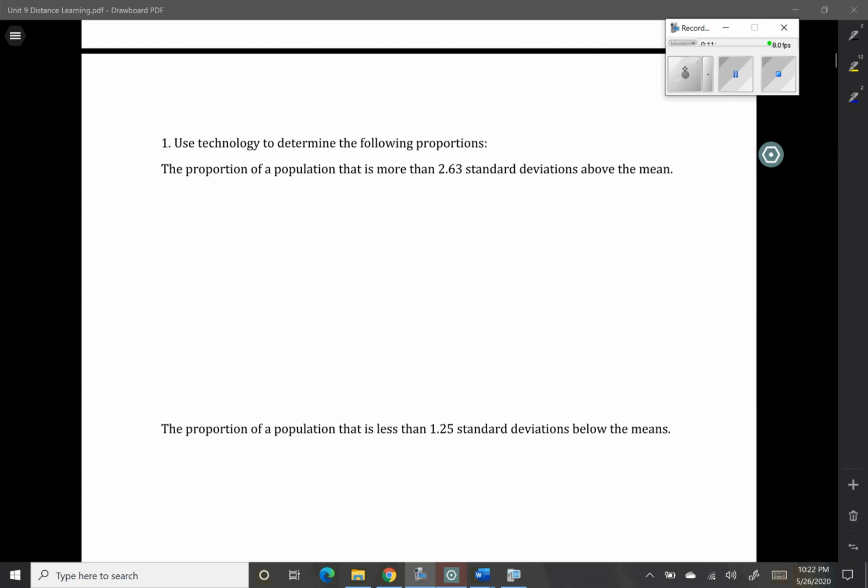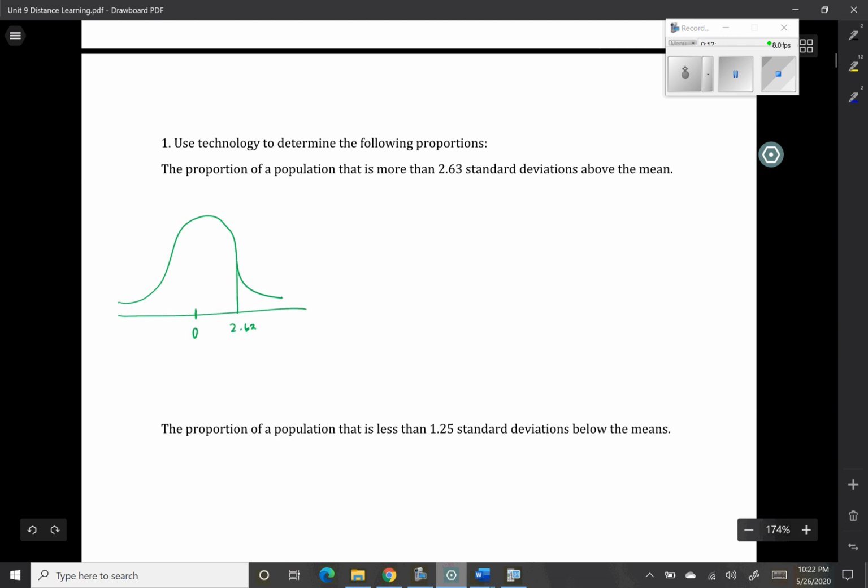Okay, so I have my calculator ready to go. Before we jump to the calculator, though, we have some things we need to look at here. So let's make a nice little bell curve. So 2.63 standard deviations above the mean. So the mean is here. This is at 0. 2.63 is going to be somewhere over here. And I want to figure out what portion of my data is going to be above that.